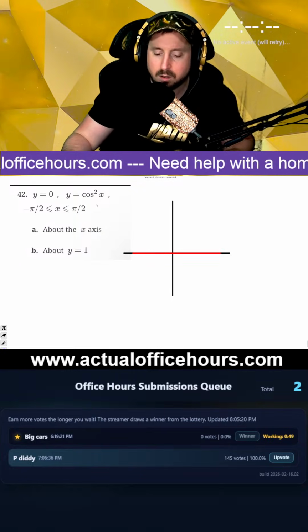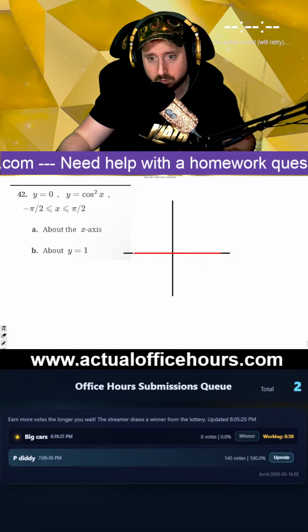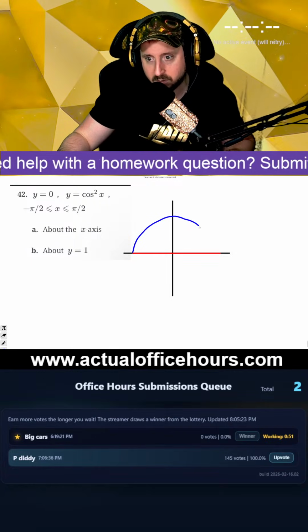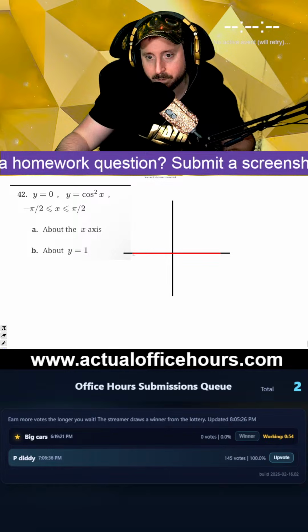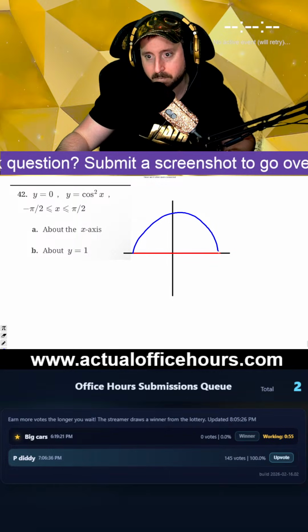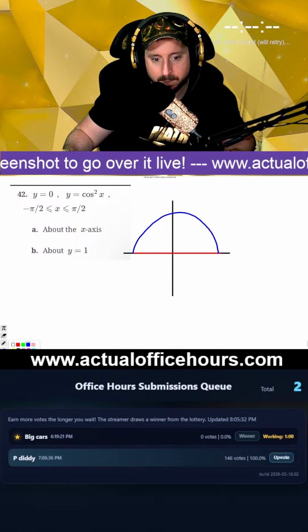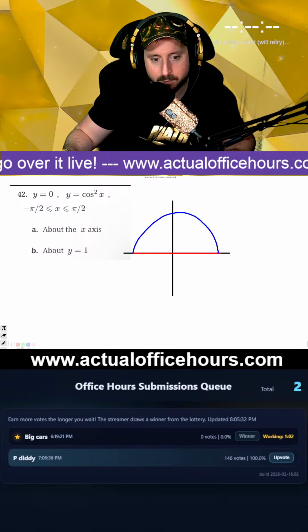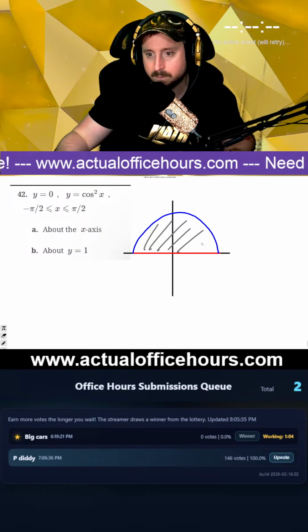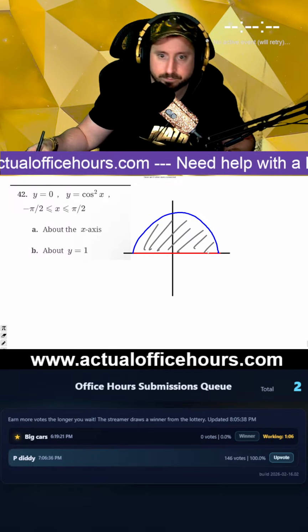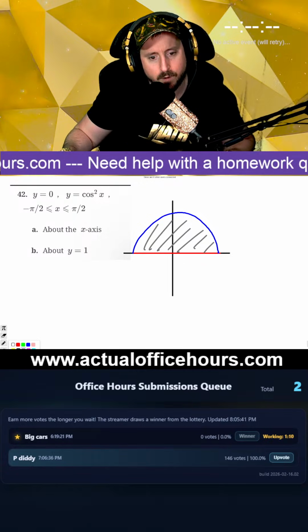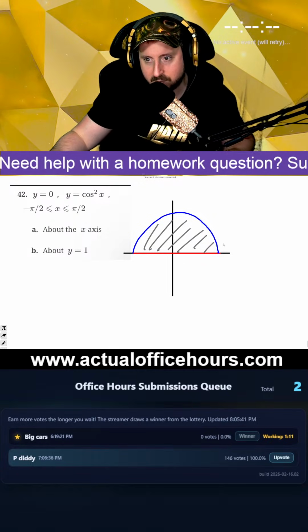Okay, so cosine of pi over 2 is 0. Right, so it's going to do this, basically. It's interesting it's cosine squared. All right, cool. So this is the area that we care about, yeah? Let me highlight it in gray. Okay. Revolving around the x-axis.